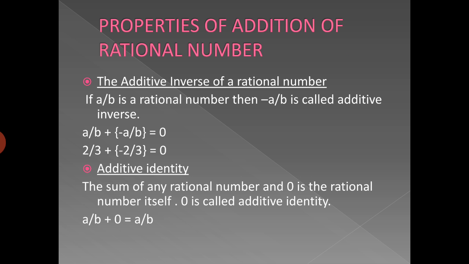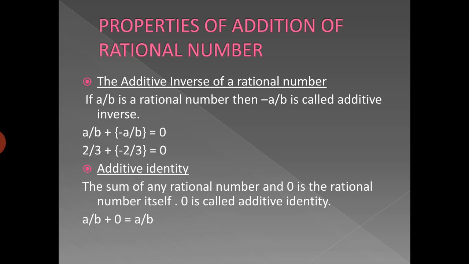A few properties of addition of rational numbers are there. The first one is the additive inverse of a rational number. As we did in the previous chapter also, what is an additive inverse? It's the number with the opposite sign. So if a upon b is a rational number, then minus a upon b is the additive inverse. For example, if 2 by 3 is the rational number, then minus 2 upon 3 is the additive inverse. When we add a number and its inverse, we get the answer 0.